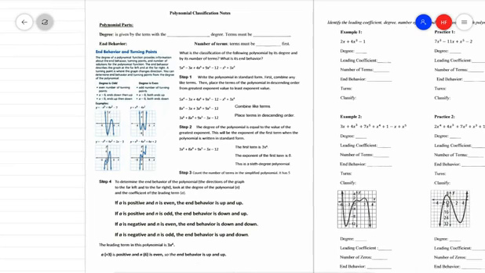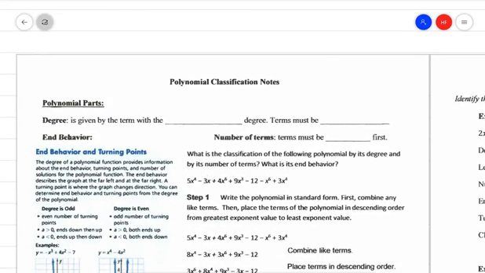So just as a refresher, remember that the degree is given by the term with the highest degree. So the highest exponent overall becomes my degree. And then the terms must be in standard form, so they need to be in order. And then the number of terms must be combined first. So in order to get our number of terms overall, we need to make sure that we combine any of the like terms first.